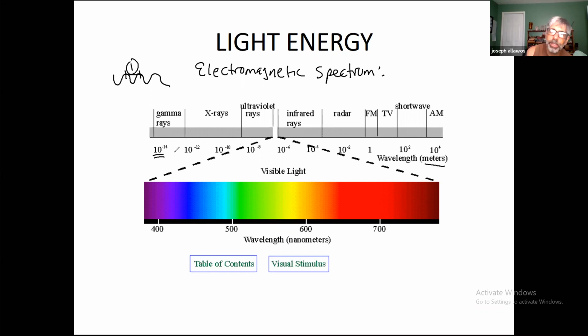That is a teeny weeny number, right? And then it gets gradually bigger and bigger until you get to AM radio waves, which are 10 to the 4 meters. Okay, so the one thing that annoys me a little bit about this chart is that they switch units. Here they're using meters, and here they're using nanometers. A nanometer is, just so you know, a billionth of a meter.